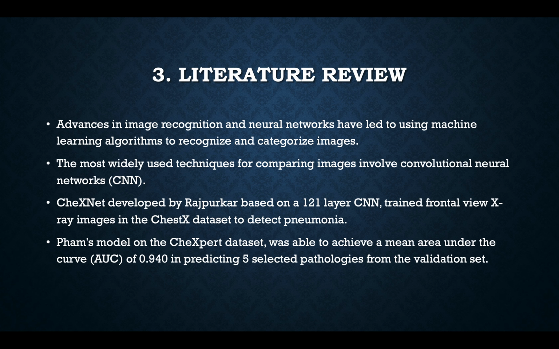In terms of our literature review, we'd like to point out that Raj Pukar was able to create a 121-layer convolutional neural network, which was very successful. And we'd like to show that the FAM model, which is the state-of-the-art model, was able to receive an area under the curve of 0.94 on predicting 5 selected pathologies.